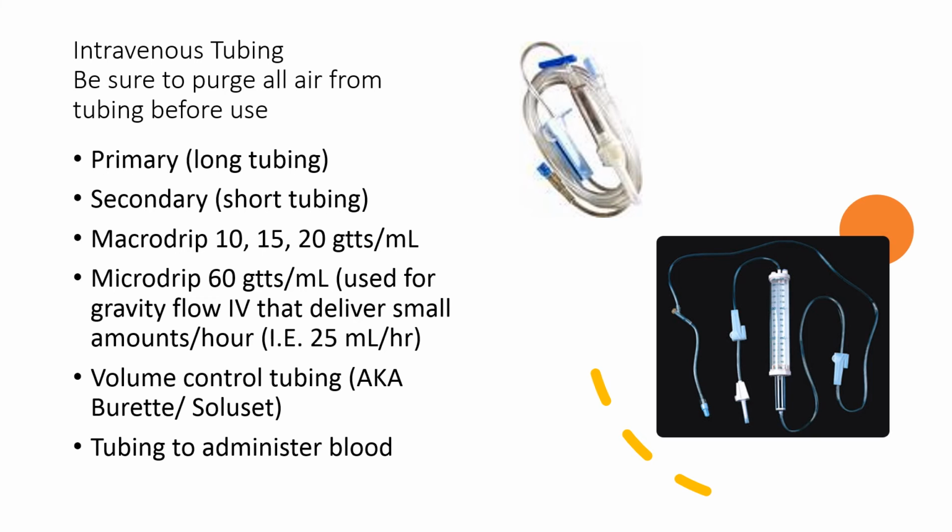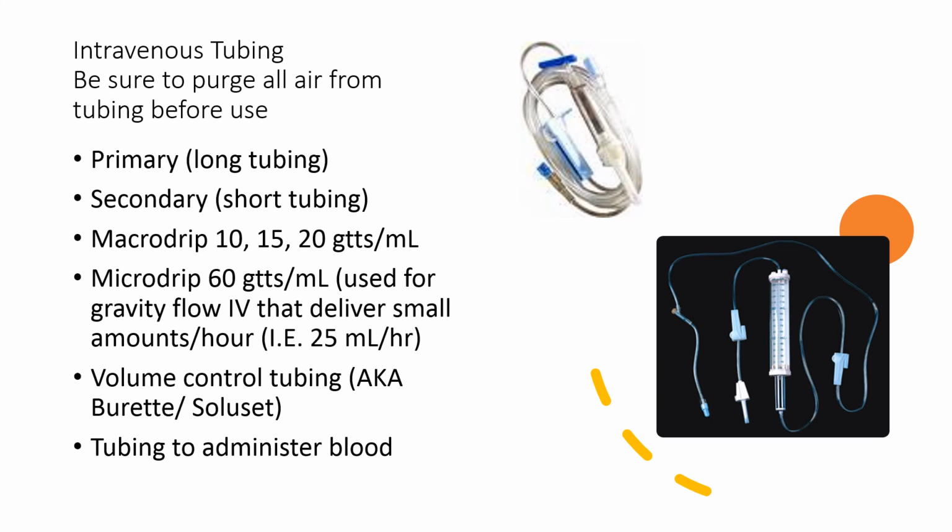When we look at our tubing packs, we will see that they may say macro drip. Macro drip will come in 10, 15, and 20 drips per milliliter. And we'll talk about this a little bit more in the actual lab when we're talking about administration of medication using macro drips and how to figure that out. Micro drip is 60 drips per milliliter, and this is used for gravity flow of IVs that deliver small amounts, so about just 25 mLs an hour.